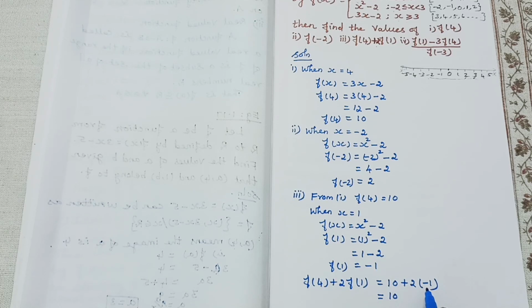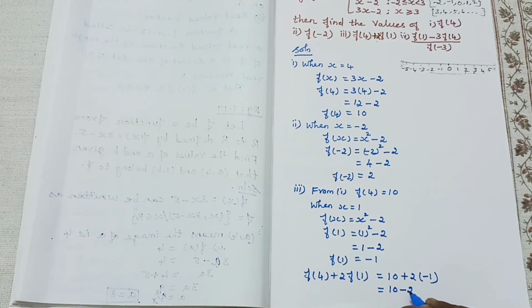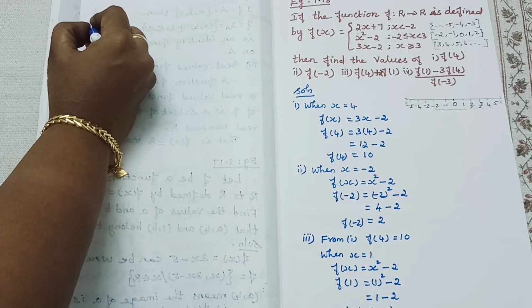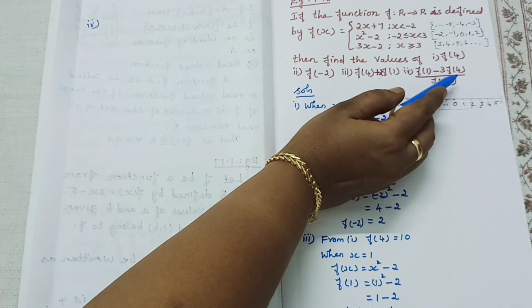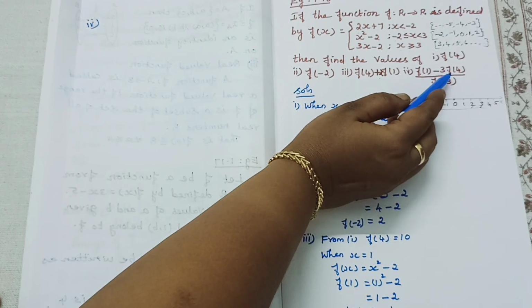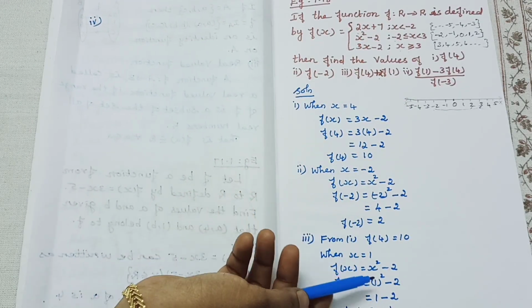f of 1 is equal to minus 1. Then f of 4 we already know. So first we have to write, we know that f of 1 is equal to minus 1 and f of 4 is equal to 10. Then for finding the next one, we have to find f of minus 3.